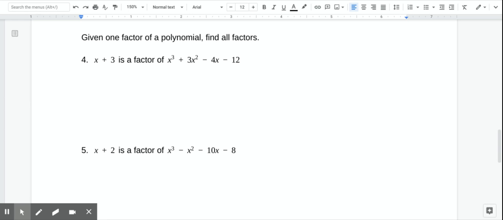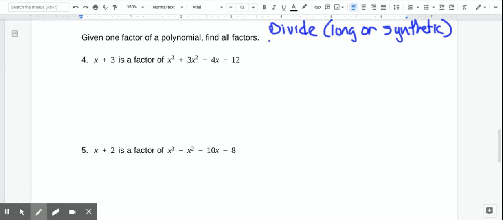So in our next few problems, we are given one factor of the polynomial and we want to find all the rest of the factors. To do this, we are going to divide. We can use long or synthetic division. It depends on the problem. And then we will finish factoring the answer, or the depressed polynomial. Okay, so that's going to be our goal.